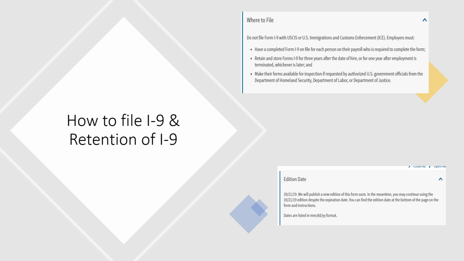Where to file? Do not file Form I-9 with USCIS or U.S. Immigration and Customs Enforcement. Employers must, and it's very important, have a completed Form I-9 on file for each person on their payroll who is required to complete the form. Retain and store Form I-9s for 3 years after the date of hire or for 1 year after employment is terminated, whichever is later, and make the forms available for inspection if requested by authorized U.S. government officials from the Department of Homeland Security, Department of Labor, or Department of Justice.